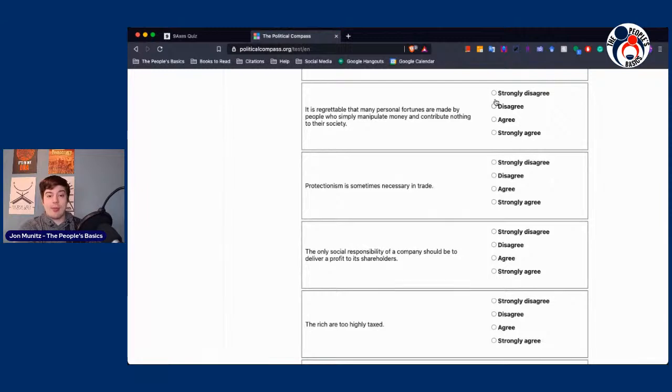Next, it is regrettable that many personal fortunes are made by people who simply manipulate money and contribute nothing to society. I strongly agree with that. Mind you, I work in finance. Not all of it is just simply manipulation of money that people make. There's a lot of research in trying to make sure that money is getting to where it needs to go.